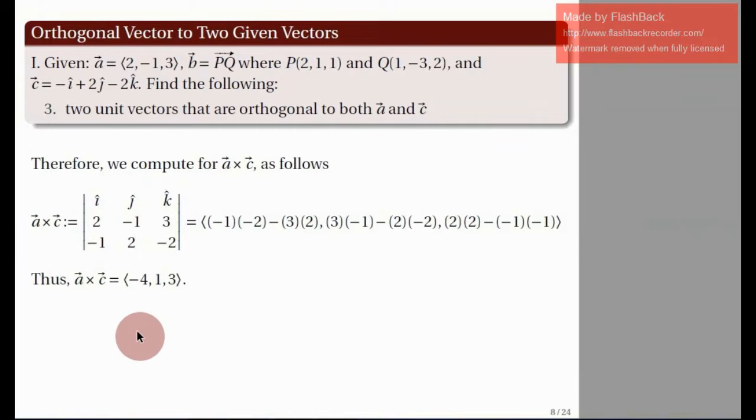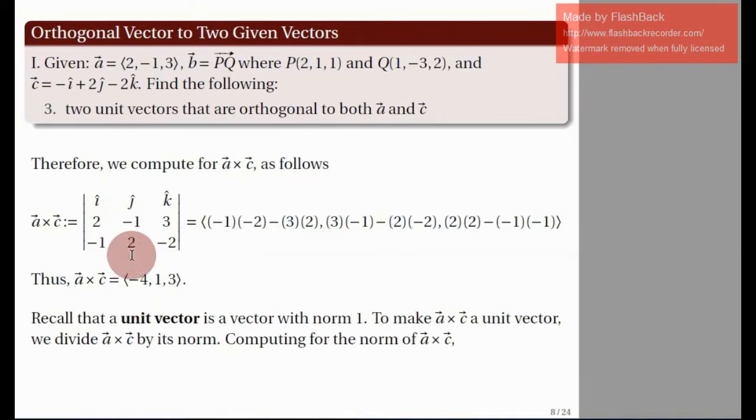So we were able to obtain a vector that is orthogonal to both vector A and vector C. But note that besides the vector being orthogonal, we want the vector to be a unit vector. Now, what does a unit vector mean? Let's recall. A unit vector is a vector with norm 1. To ensure that it has norm 1, the method would be to get the norm of this cross product and then divide it to each of the components of this vector.